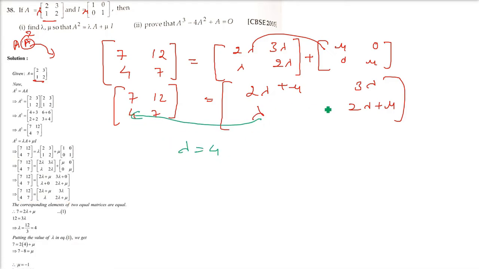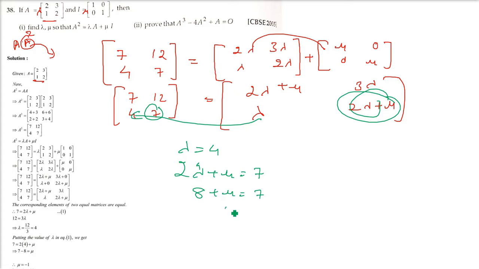Now put in any of the equations. You can take any of the equations. Let us take this one: 2 lambda plus mu equals 7. This is 7. Lambda is already 4. So 2 into 4, that is 8, plus mu is 7. Mu is 7 minus 8, that is negative 1.